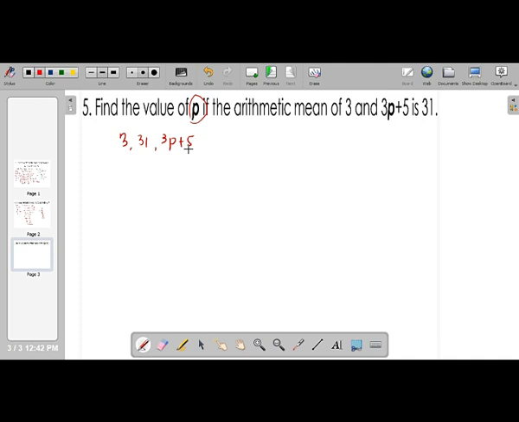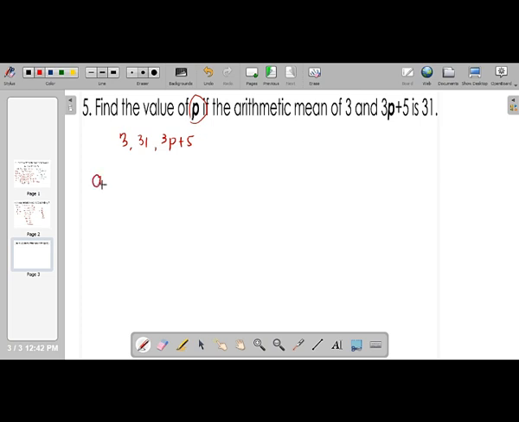So these are our 3 terms. Now, if you remember the first example, I said that whenever you're looking for the arithmetic mean, all you have to do is to find the average of the 2 numbers given, and then that average is now the arithmetic mean. It's the same here.